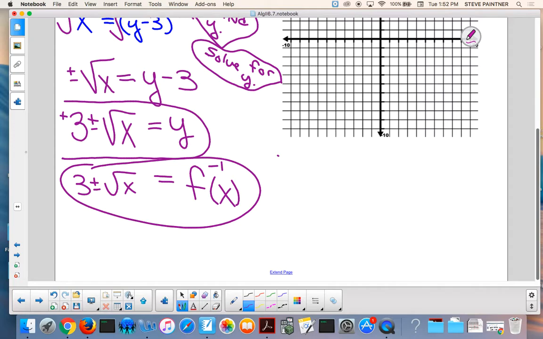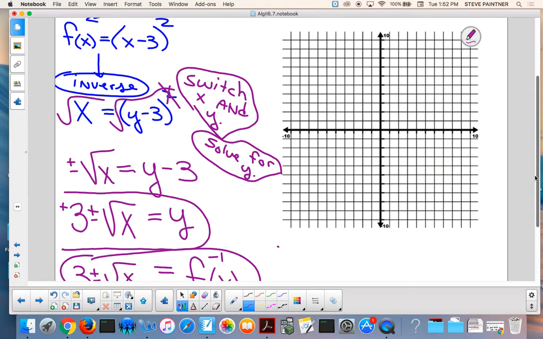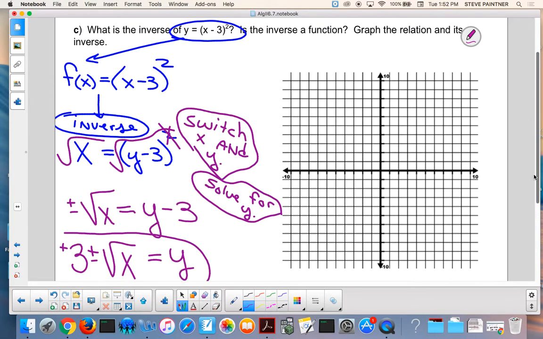Let's go make a table. Let's graph the first function and then the inverse. There's the function f of x. What do you think it is? You think it's a parabola? How come? Quadratic, because it's got a square. It's x minus 3 times x minus 3. If you FOIL it, you'll get yourself an x squared. It's a parabola.